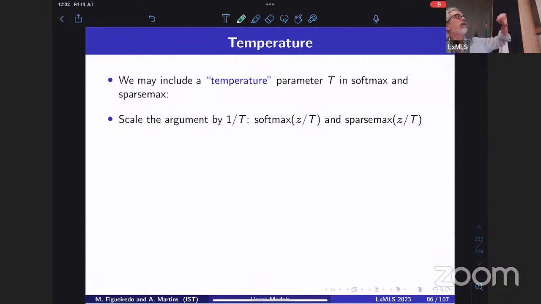The reason why this is called the temperature is because in statistical physics, the distributions also have this parameter, 1 over t, exactly like that, that controls the behavior of the distribution. Then it's called the temperature. But here, I hope it will be clear why it's called the temperature. What happens when you do this?